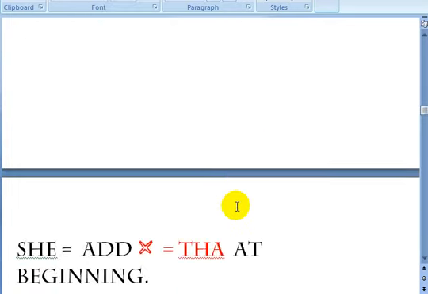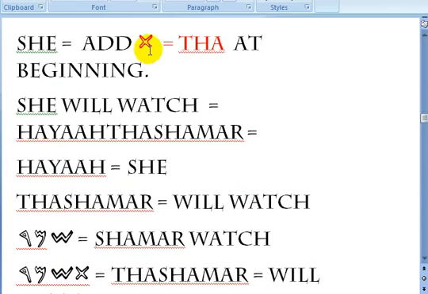Alright. Now she, you add a tha at the beginning of the word. So see, with these letters and these letter combinations that you add to these words, they will change the tense as well as change the gender or the number of people that you're speaking about. See, those are key things that you have to remember, in order to really understand these lessons here, and to be able, when you read it in the Torah, to understand the Torah.